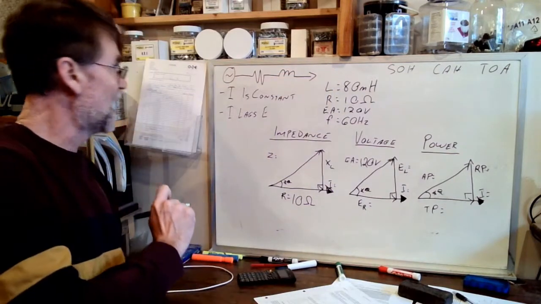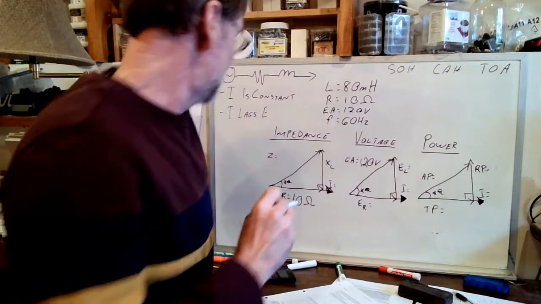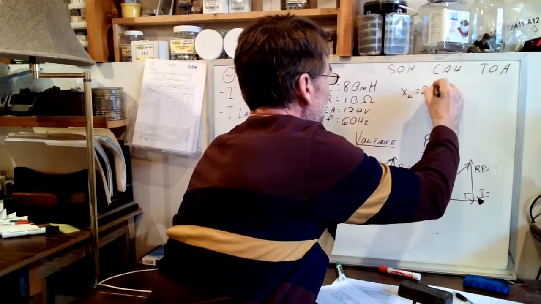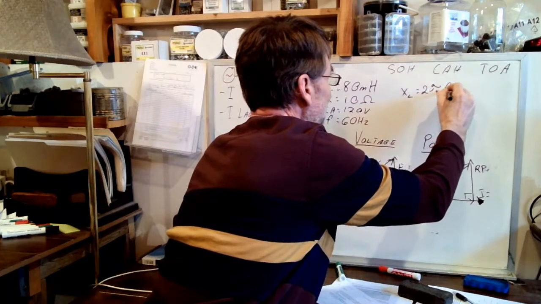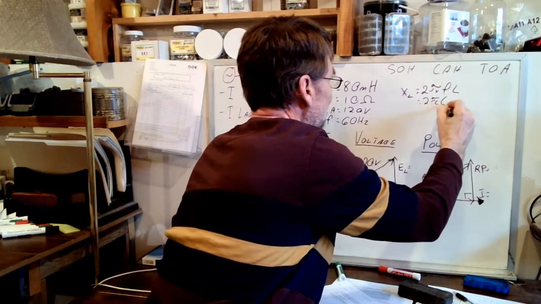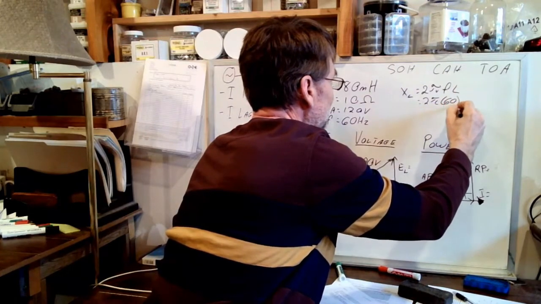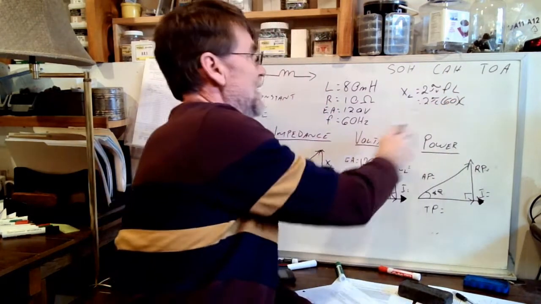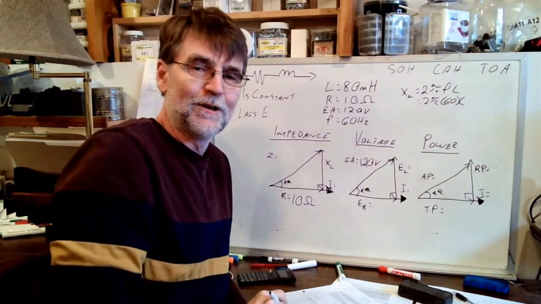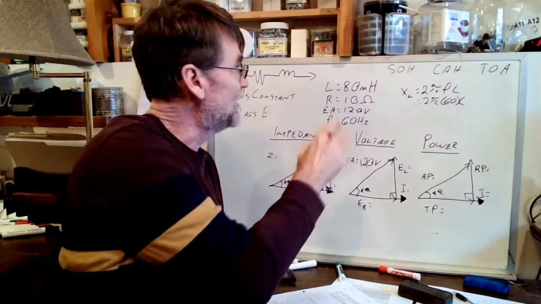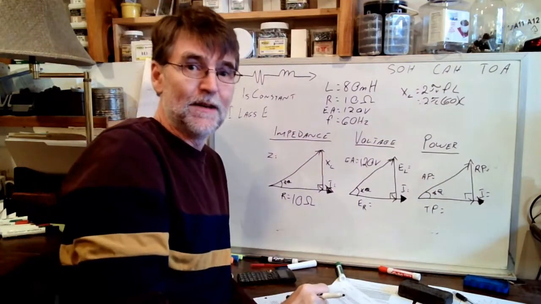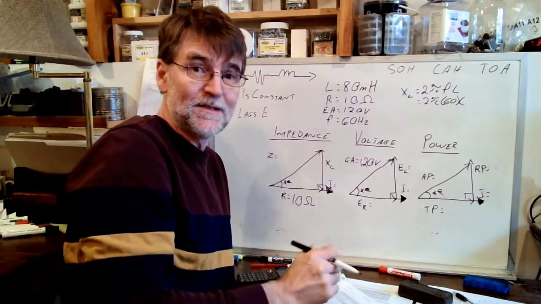Because now we can use an equation. So the equation is XL equals 2 pi F L, which equals 2 pi times 60 hertz times, now if you put 80 in there and you throw that in your calculator, you're going to get the wrong answer. When we revert back to the equation, we have to use the base units. Base units is henries.